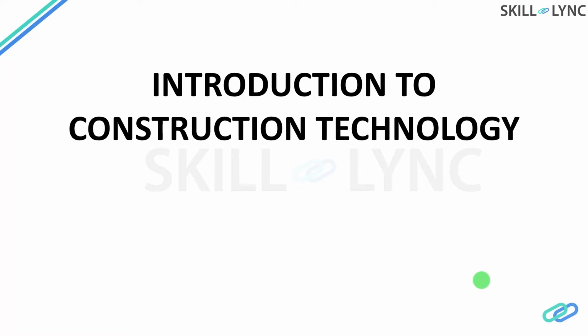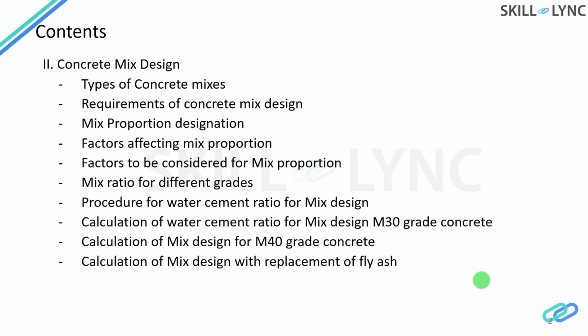In our previous sessions, we saw in detail about the types of concrete mixes, the requirements of concrete mix design, the mix proportion designation, factors affecting mix proportion, factors to be considered for mix proportion for different grades of concrete, the procedure to calculate the water cement ratio for mix design, and the calculation of water cement ratio for M30 grade of concrete. In this session, we are going to learn about the concrete mix design in detail.